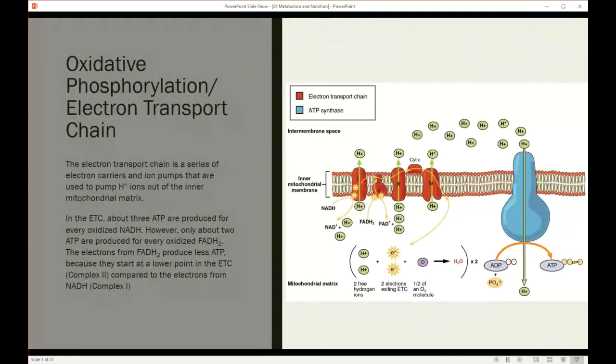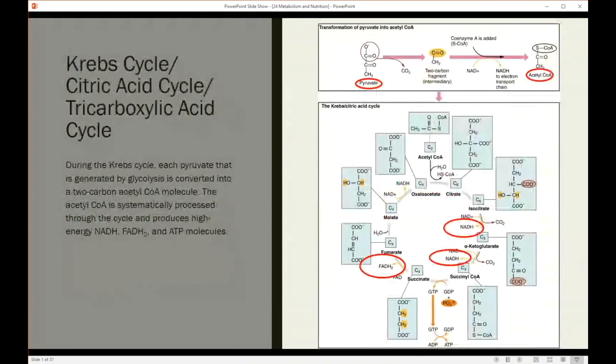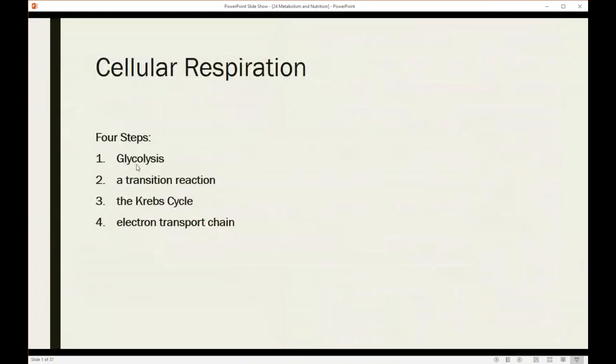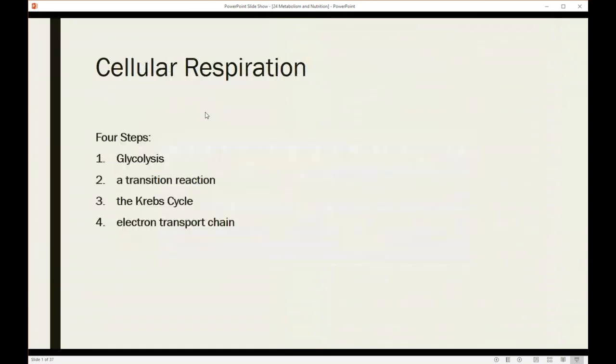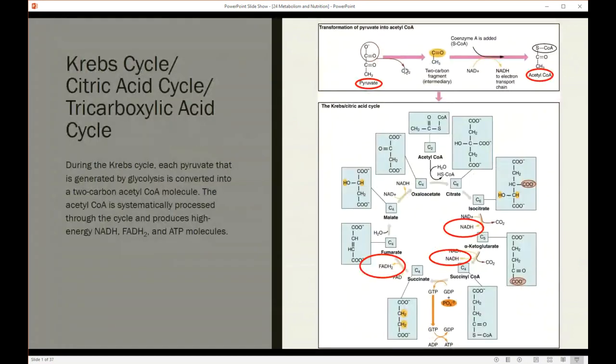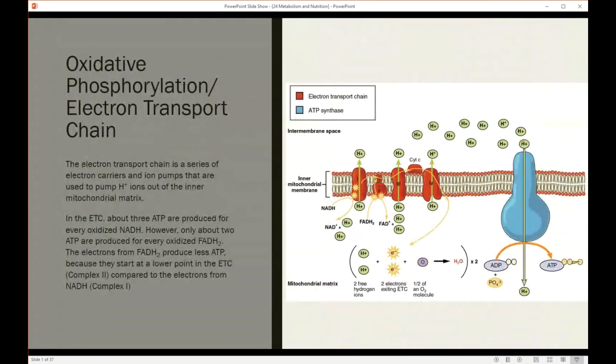We do what's called oxidative phosphorylation. This is also called the electron transport chain. And this is the last step of cellular respiration. Remember, there were 4 steps. Glycolysis, okay? This is glycolysis right here, okay? The transition reaction, which is where we're converting that pyruvate into the acetyl-CoA. The citric acid or Krebs cycle, it's also called the TCA cycle, lots of different names, same thing, okay? And then the electron transport chain is our last step of cellular respiration. Now, this is when we have oxygen present, okay?